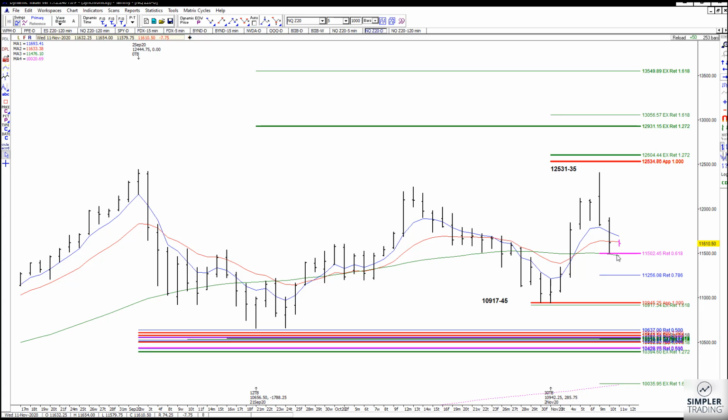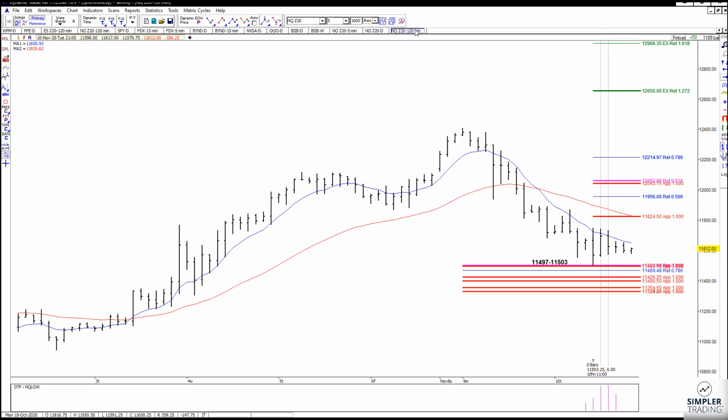Even though it does seem like we've had some crazy action here on the NQ, here on the daily, we are still above the 200, which is this pink dotted line. We are still above the 50, which is the green line. And the 5 and the 13 are still on a buy. So this is still a bullish chart on the daily.